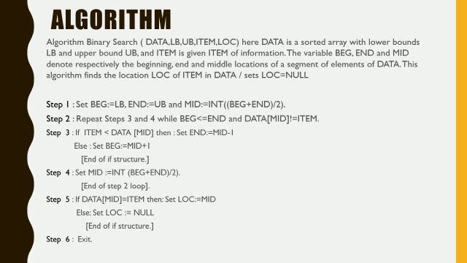Step number 2. Repeat steps 3 and 4 while beginning is less than or equal to end and data of mid is not equal to item. Step number 3. If item is less than data of mid, then set end equal to mid minus 1, else set beginning equal to mid plus 1. Here is the end of the if structure. Then step number 4. Set mid equal to int of (beginning plus end) by 2. Here is the end of the step 2 loop. Step number 5. If data of mid equals item, then set location equal to mid, else set location equal to null. End of if structure. And step number 6. Exit.